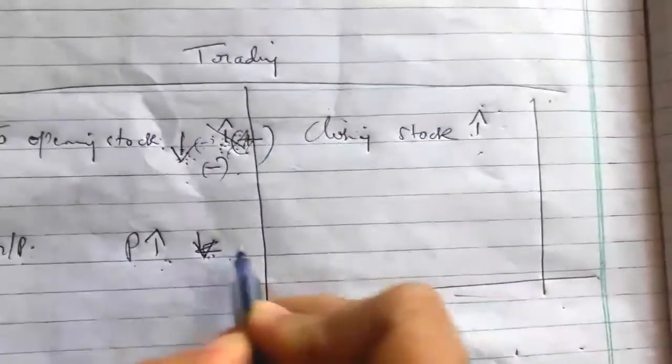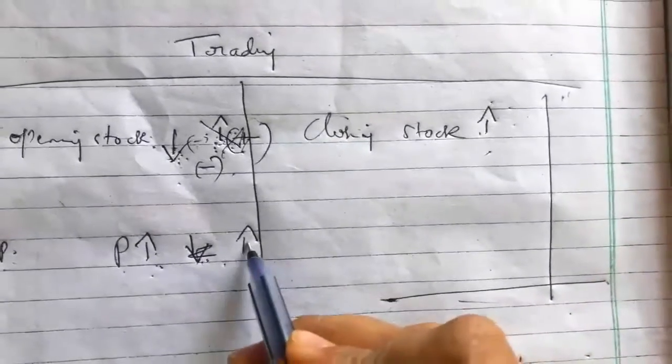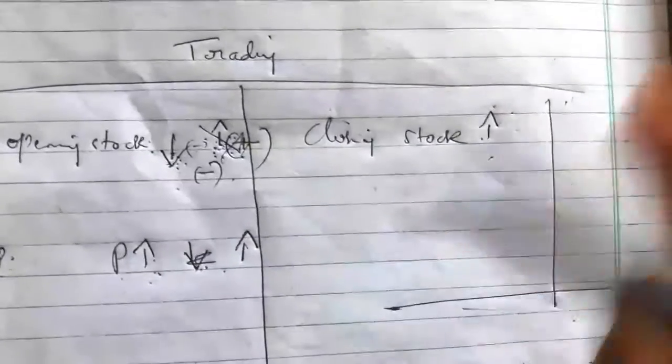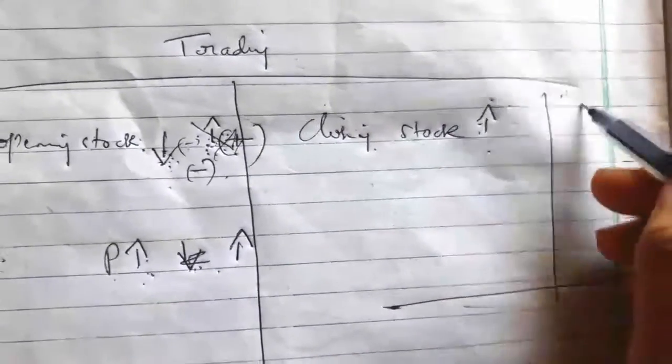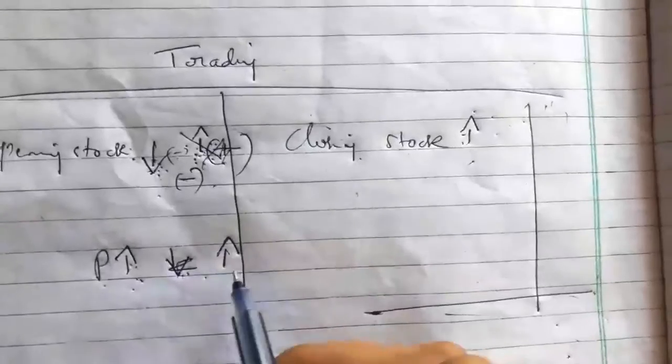Because of that, this total gets more, and because of that, the profit also shows high. Clear? Because of that, our profit shows more, isn't it? Because closing stock is added more here. We are adding it on the credit side. So on the credit side we have added more, and because of that, our profit total gets more and our profit also shows more.